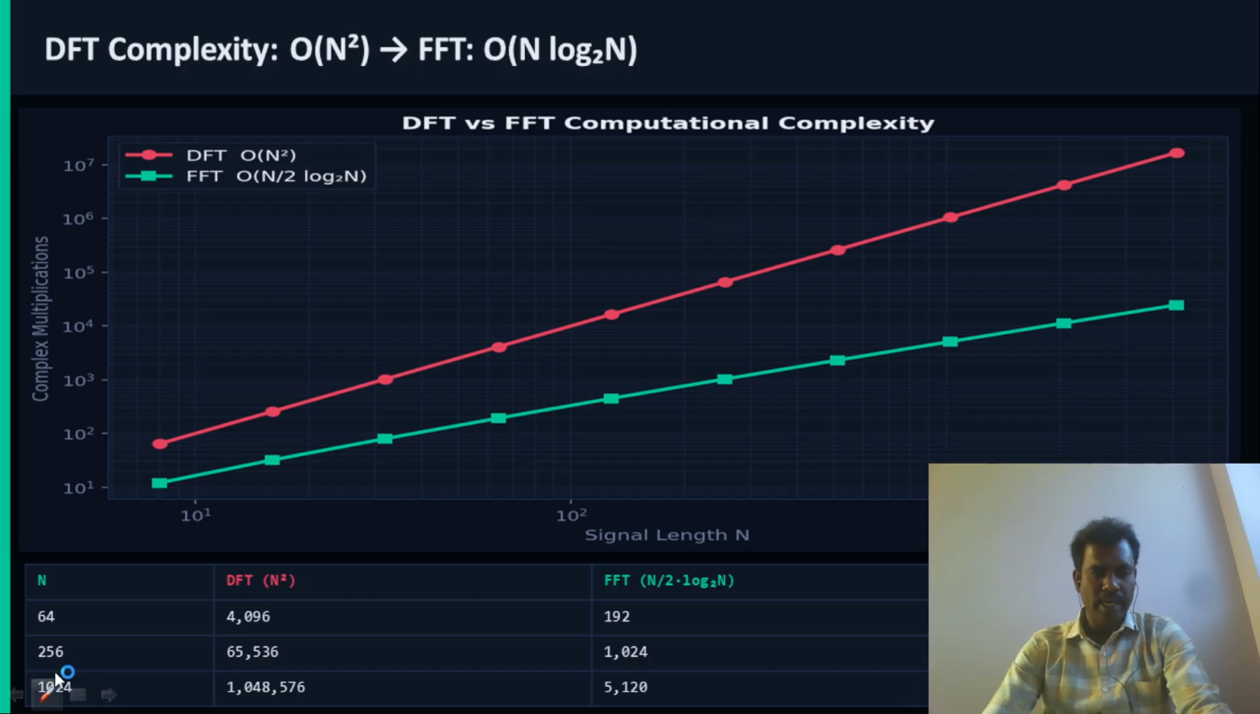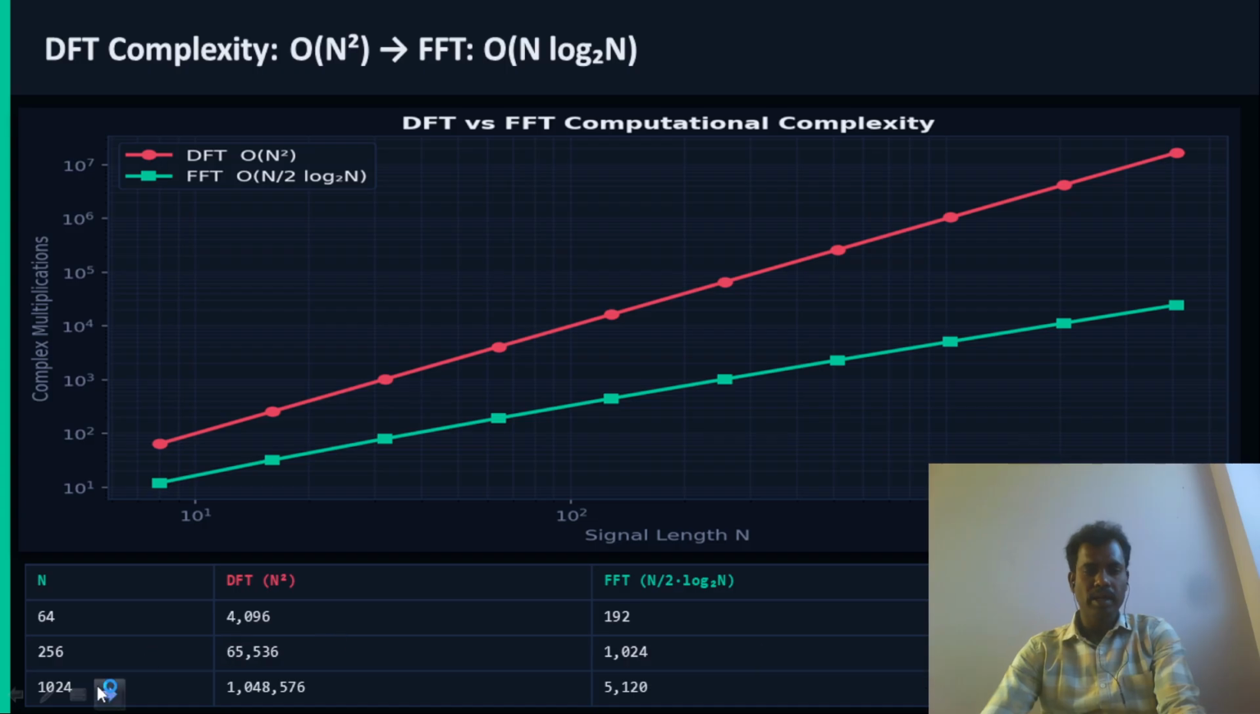If we choose n is equal to 1024, then the number of multiplications is very huge, but by using FFT it is only 5120. So the speed has improved 205 times. So, a massive improvement in the speed.